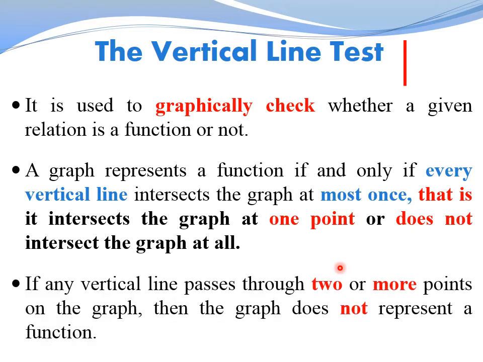On the other hand, if any vertical line intersects or passes through 2 points or more of this graph, then this graph does not represent a function. So if you draw any vertical line to the graph and it happens to intersect this graph at 2 points or more, then we say that no, this graph does not represent a function. Let's see this using the next examples.